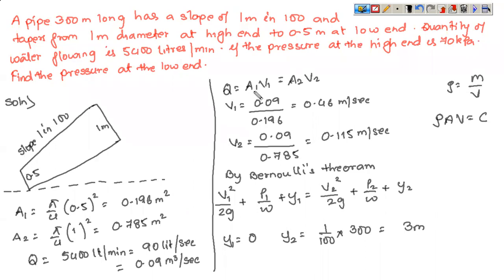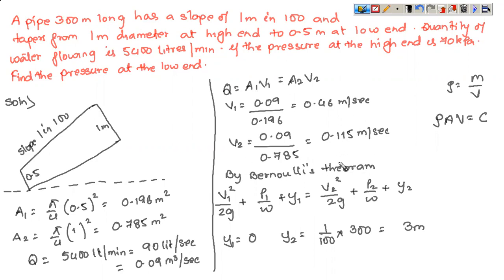So if you put Q is equal to A1 V1 is equal to A2 V2, तो पहले आप Q is equal to A1 V1 लीजिए, तो इससे V1 निकलेगा. Q आपको पता ही है 0.09 और एरिया कितना है 0.196, वो हम निकाल चुके हैं. So the velocity at inlet is 0.46 meters per second. V2 is the velocity at exit. Then Q is equal to A2 V2 से इक्वेट कर दीजिए, 0.09 divided by exit area आपको पता ही है. So this gives you 0.115 meters per second.